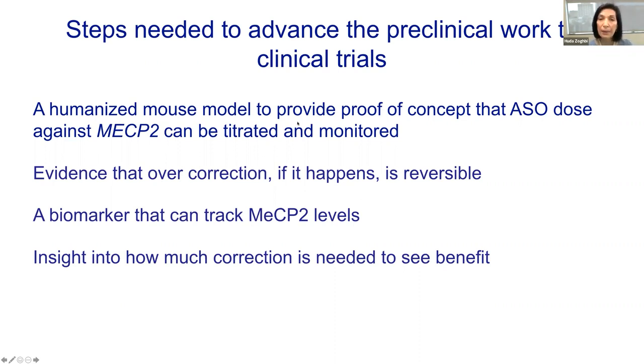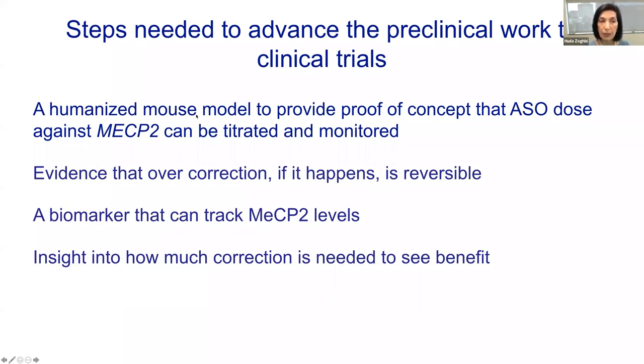But MECP2 is really unusual because of the dosage sensitivity. And it's the first time that a trial will be initiated on a protein that's dosage sensitive. So we had to take multiple steps to really prepare for the clinical trial. And today I'm going to tell you about these steps and how much we have accomplished.